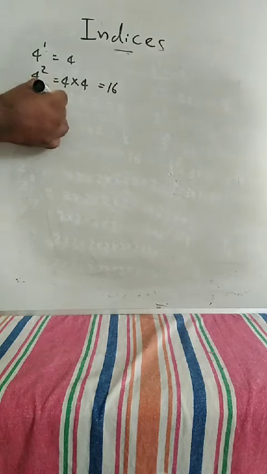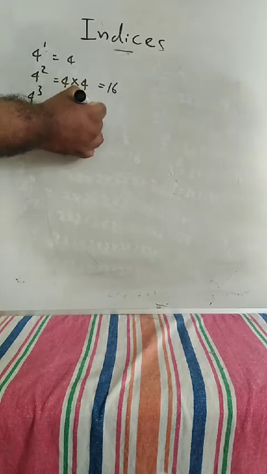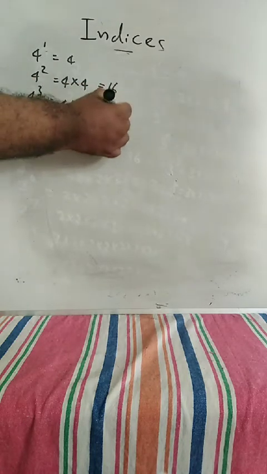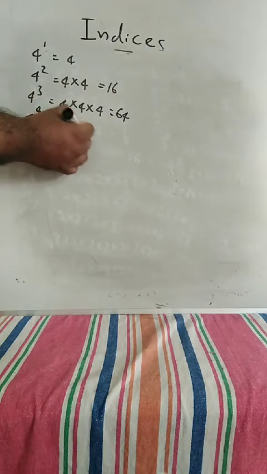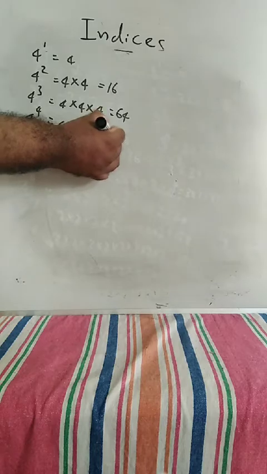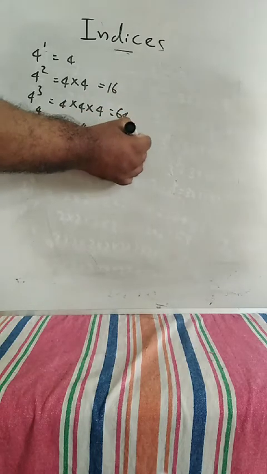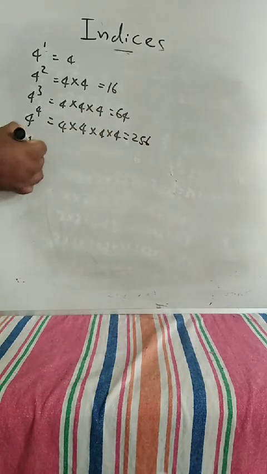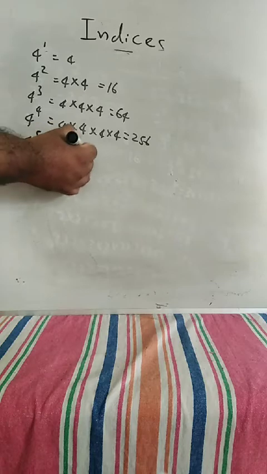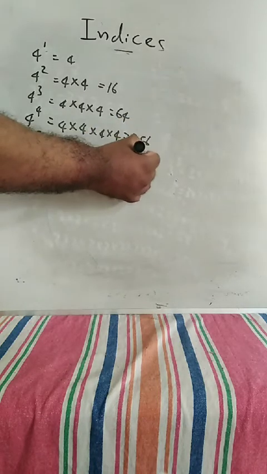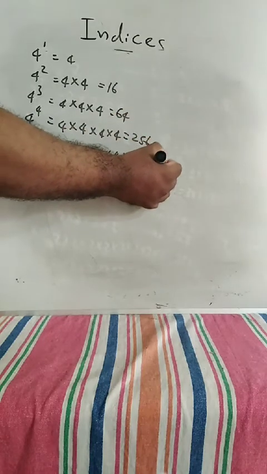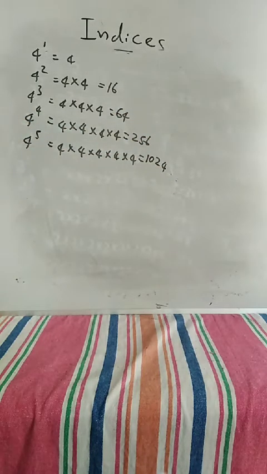4 to the power 3, 4 into 4 into 4. Then 16 into 4, 64. Then 4 to the power 4 means 4 into 4 into 4 into 4. Then 64 into 4, 256. Then 4 to the power 5, 4 into 4 into 4 into 4 into 4. 256 into 4, 1024. Right? 4 to the power 5.